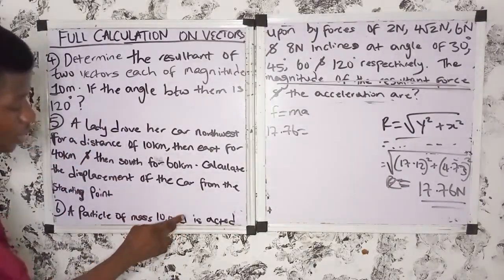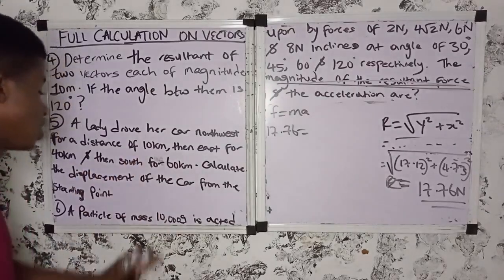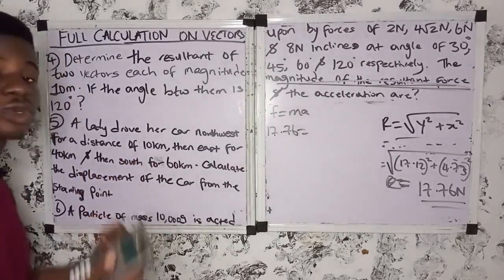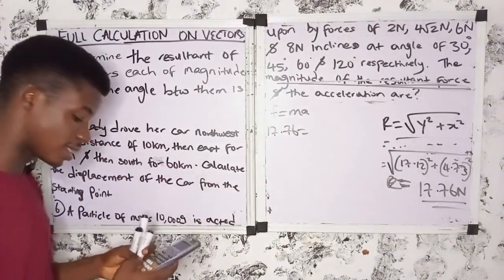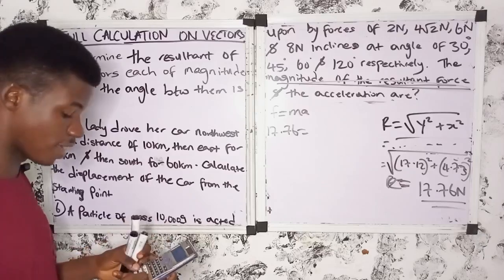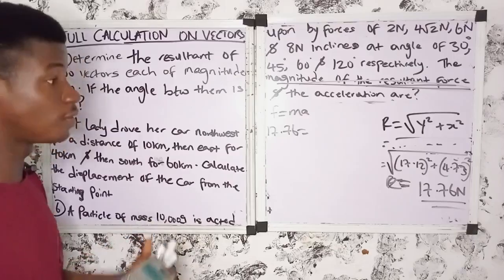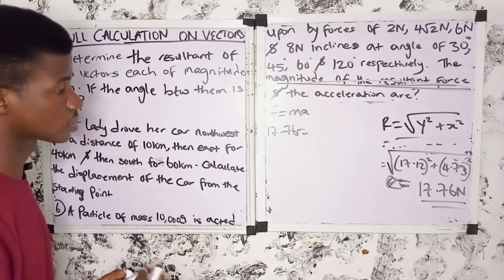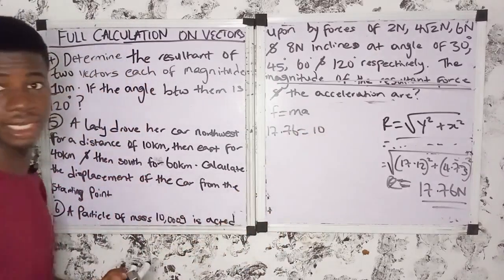So what are we going to do here? We are going to convert it to kilogram, right? So how are we going to convert to kilogram? Divide by 1,000. 10,000 divided by 1,000 gives us 10. So our mass is 10 kilogram.